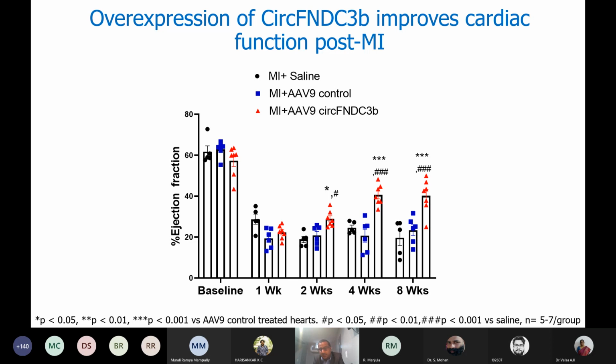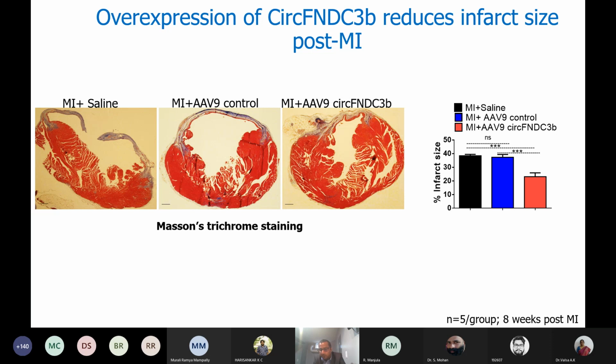So this was very exciting for us. It was 3 years of a lot of work, and we were quite happy to see those results. But we wanted to confirm it by other methods, and we did histology experiments. And it also corroborates with our physiology echocardiography data. As you see here, this is a Masson's trichrome staining. It stains the fibrosis in the heart. In the controls, there's more fibrosis, and with the circular RNA treatment, there's reduced fibrosis. And you can see it in the quantification on your right.